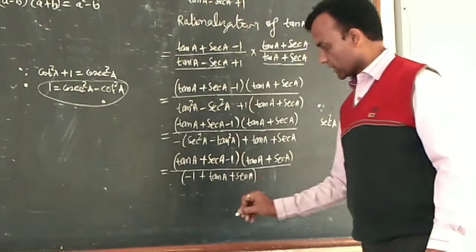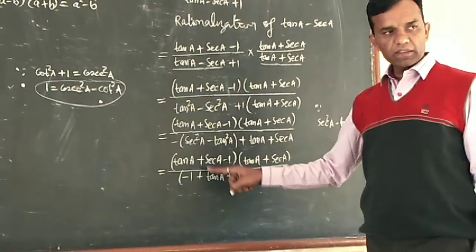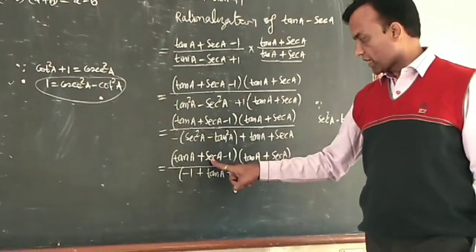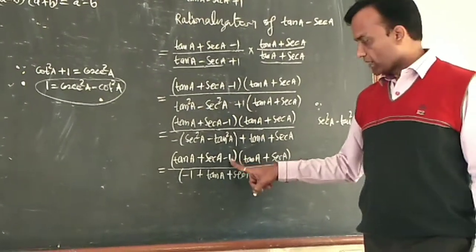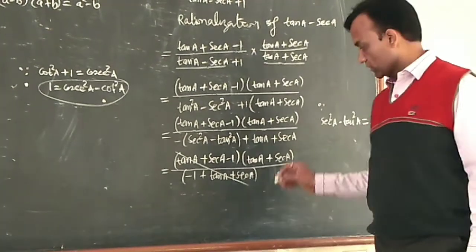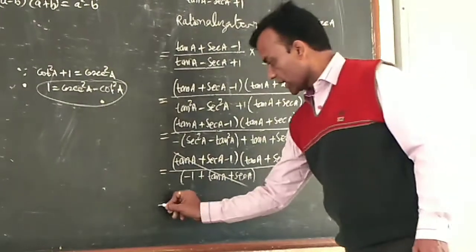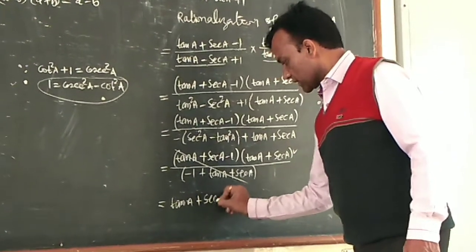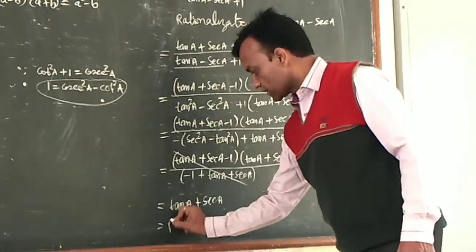Okay, you put bracket here, and now your numerator bracket and denominator bracket have the same value. Tan a positive here, sec positive, minus 1 is here, so the same value you have. This cancels out, only this bracket is remaining. That is the required value, tan a plus sec a. This is the right answer.